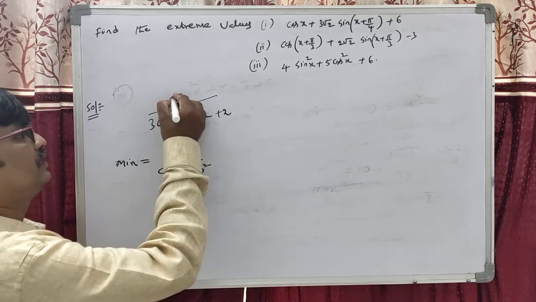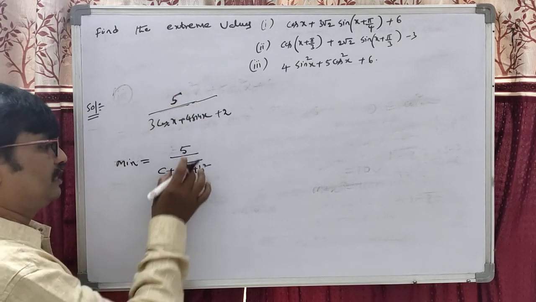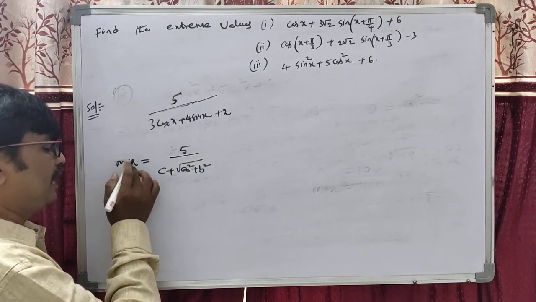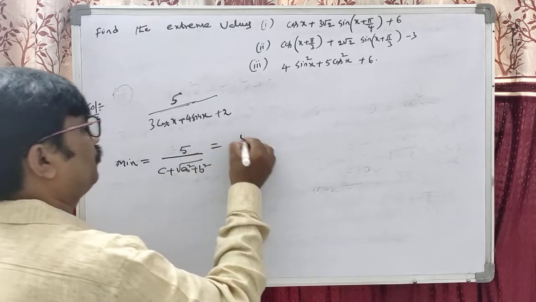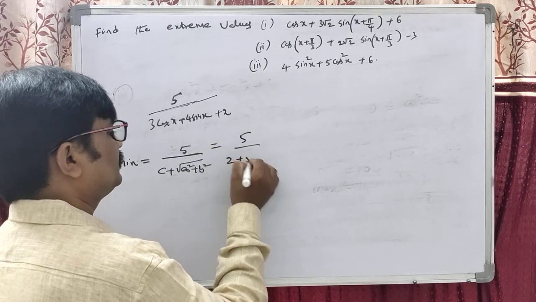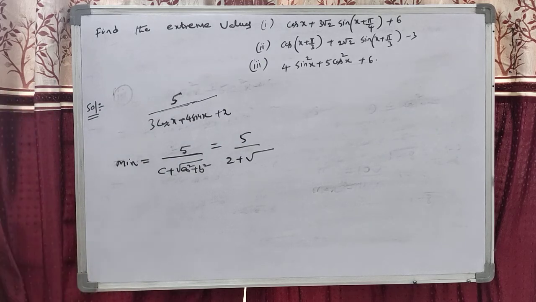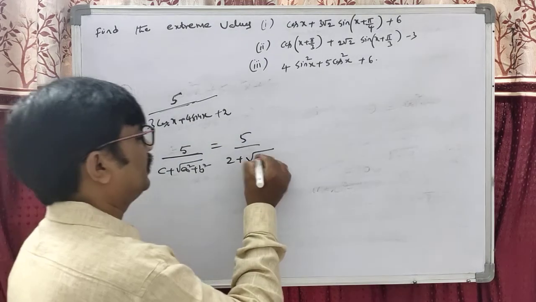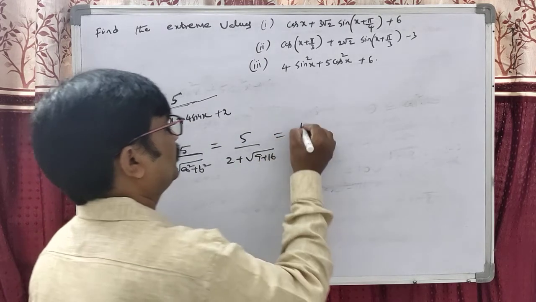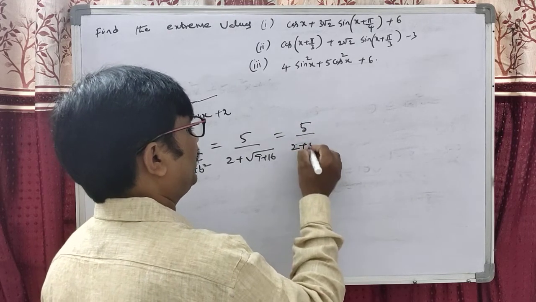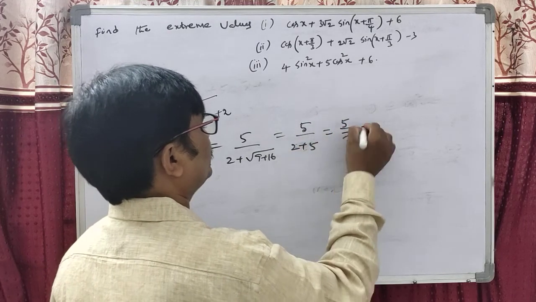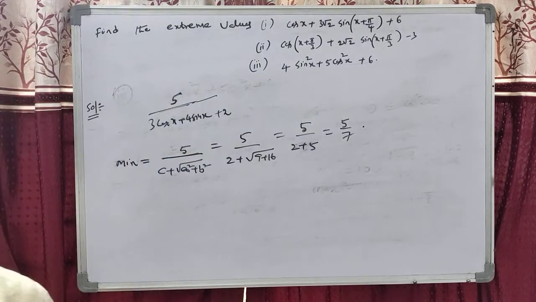When the function is in the denominator, we write that the maximum becomes a minimum. So dear students, this is 5 by c plus root of a square plus b square, that is root of 9 plus 16. This is 2 plus 5. This is 5 by 7. 5 by 7 is the minimum value.